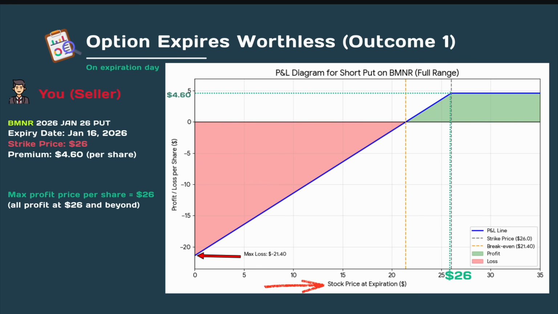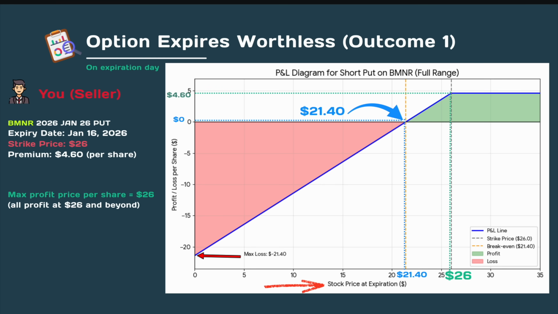The next thing we're going to do is find the price of the stock at expiration where we're at the break-even point. That's when, on the y-axis, you're not making a loss and you're not making a profit. So you can either go directly across and then read down to the stock price and discover that the number is $21.40. You can either read it from the chart or you can logically reason this out.